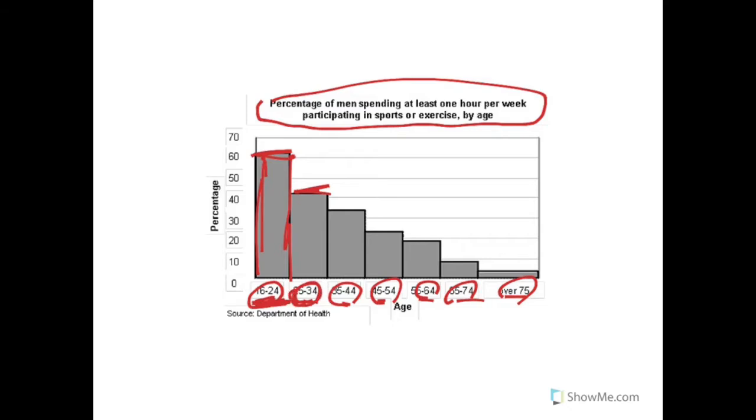So the big difference here is that you're seeing intervals instead of each piece of data being individual, they're grouped together. So yes, it is similar to a bar graph, but it's not the same thing. It's called a histogram.